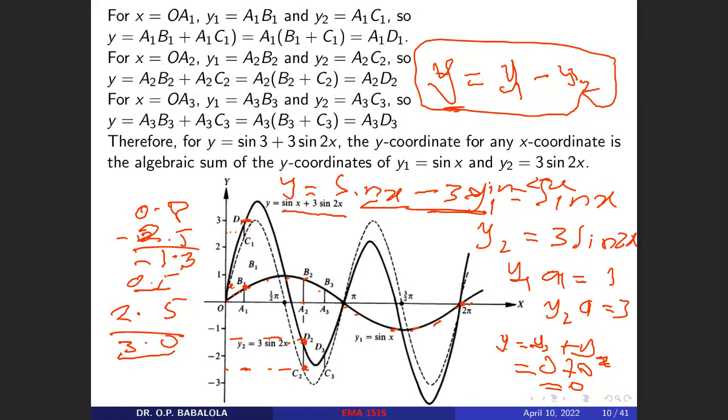Sorry, sir. Is this the only way to find the y values? Because it tricked me a bit. The y values for the sum of the two functions. This is the easiest way to sketch it.